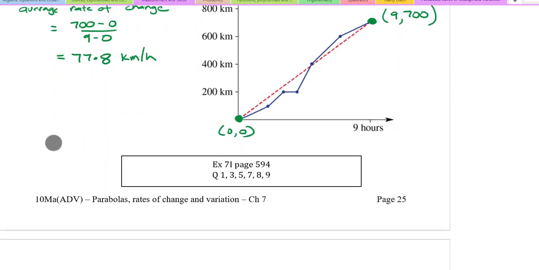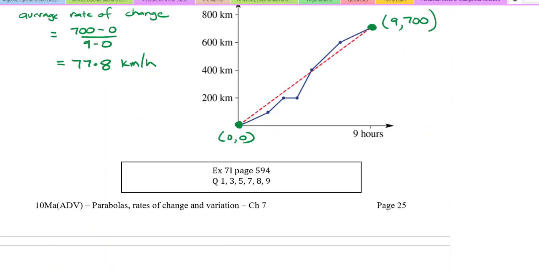Okay, that is the end of our theory section. Time for you to do exercise 7I.